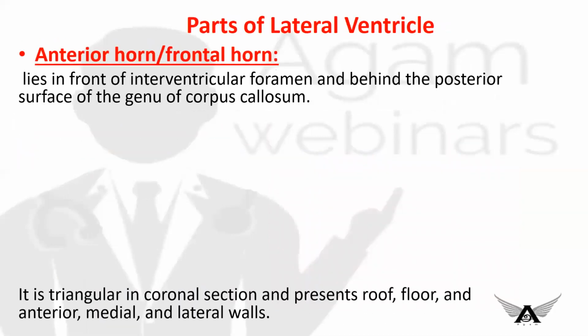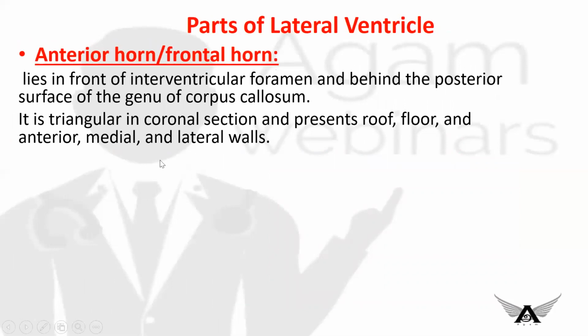Now we will have the anterior horn or the frontal horn. The anterior horn lies anteriorly in the frontal lobe, so it is called the frontal horn. It lies in front of the interventricular foramen and behind the posterior surface of the genu of corpus callosum. So the anterior horn lies behind the genu of corpus callosum.